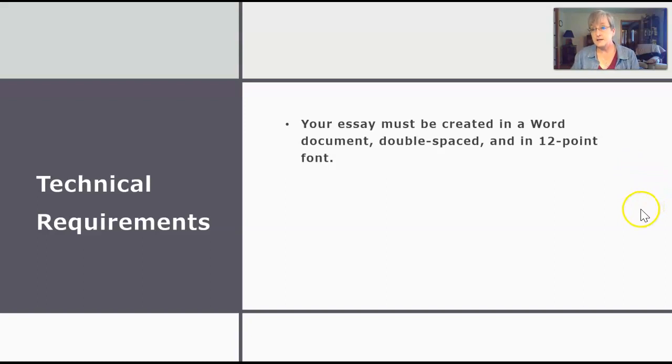When I give feedback on essays, on written work, I provide the feedback in the Word document so that you can see exactly what I'm evaluating, and then I send you my edited copy back so that you have the opportunity to do revision work. So I want your essay in a Word document. It must be double-spaced. You must use a 12-point font.